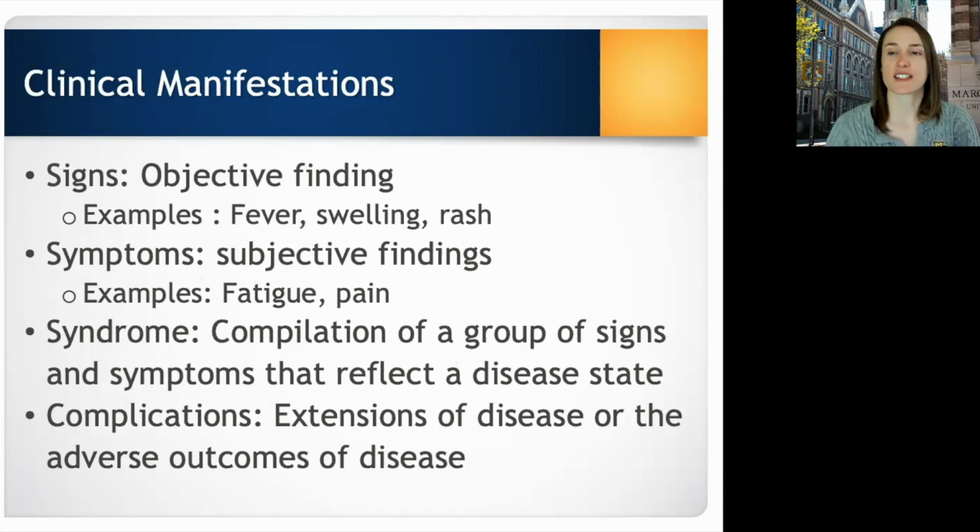Clinical manifestations. These are our signs and symptoms that we see. So signs are objective findings. So things that we can see like a fever, a rash, swelling. Symptoms are subjective findings, what our patient tells us. Some examples are fatigue or pain. Now, a syndrome is a cluster or a compilation of a bunch of different signs and symptoms that reflect a disease state. Complications are the extensions of a disease or adverse outcomes of that disease.